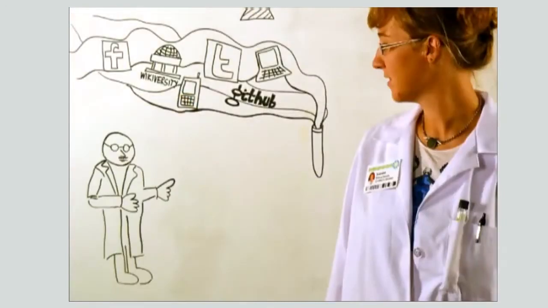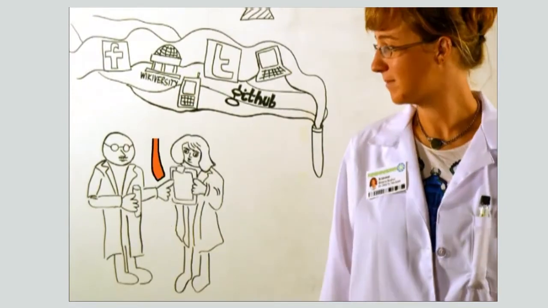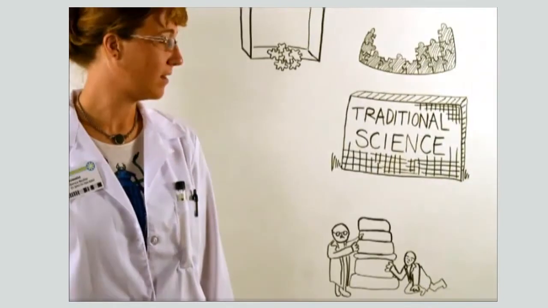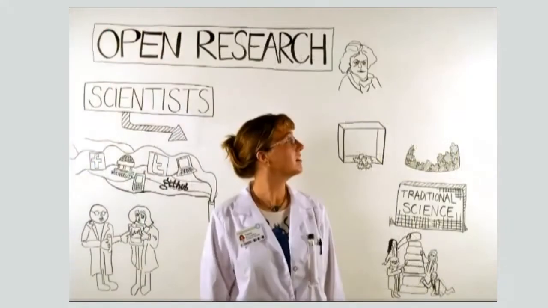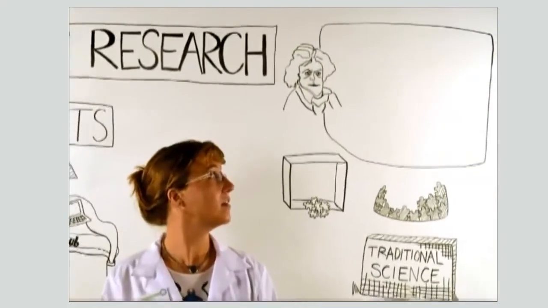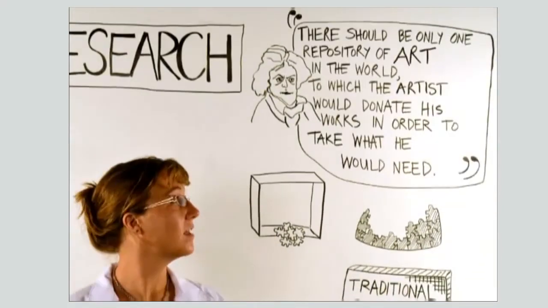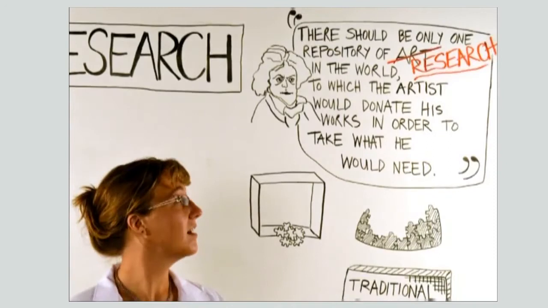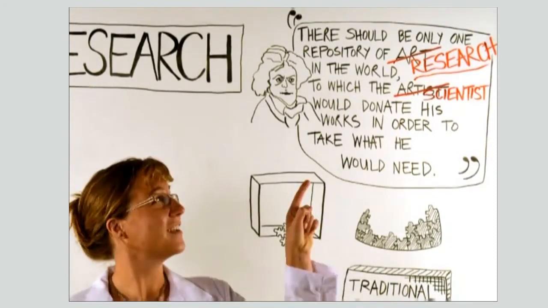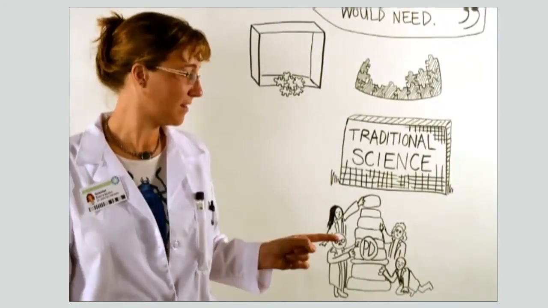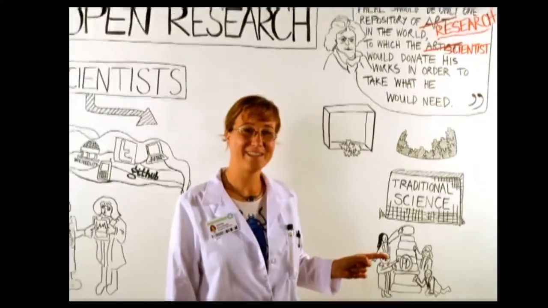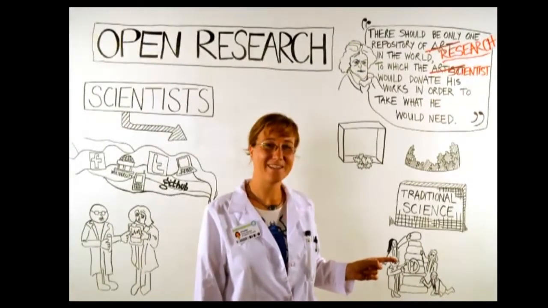Open science means tackling research problems collaboratively by sharing research tools, data, materials, and code as they arise, and by building on the shared work. As Beethoven said, there should be only one repository of research in the world to which the artist would donate his works in order to take what he would need. Ideally, scientific research would be in the public domain by default, and Beethoven's repository would be federated rather than centralized.